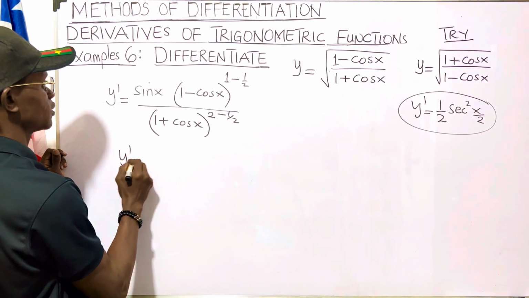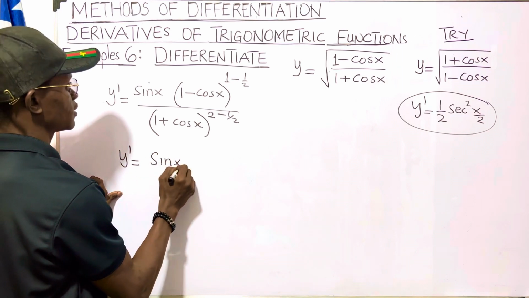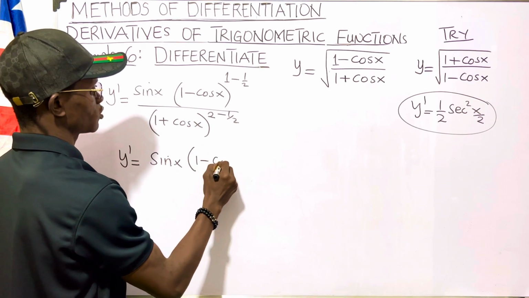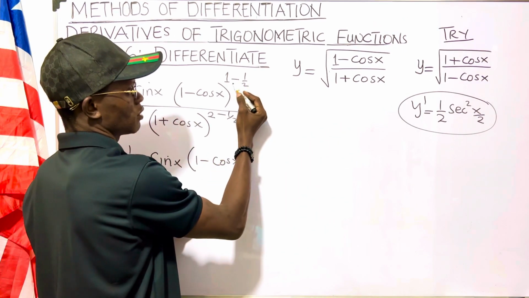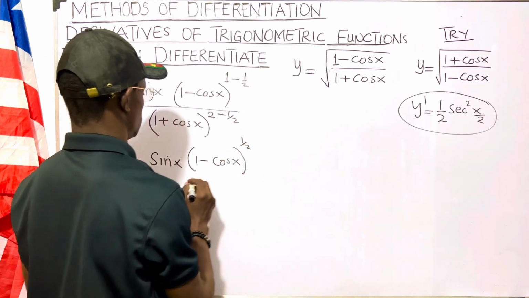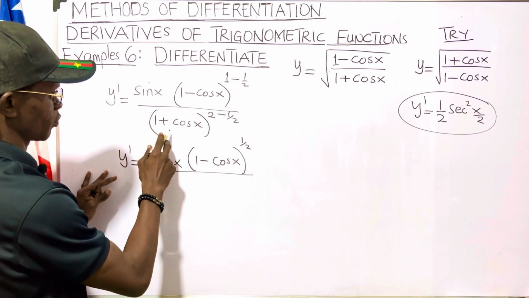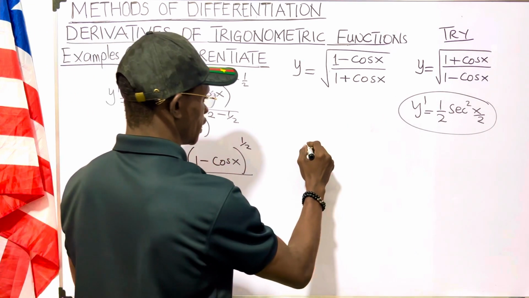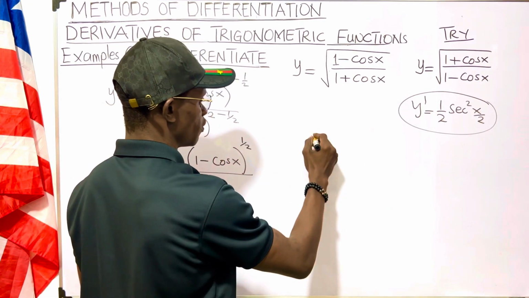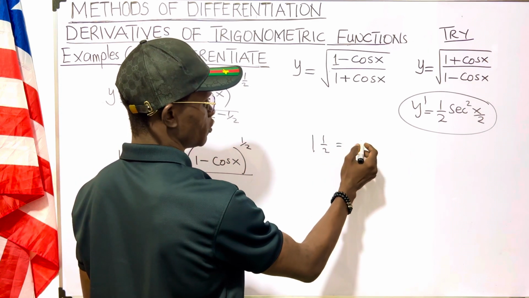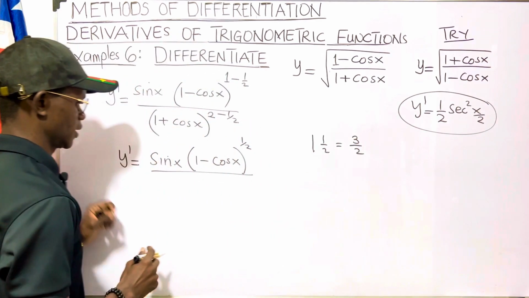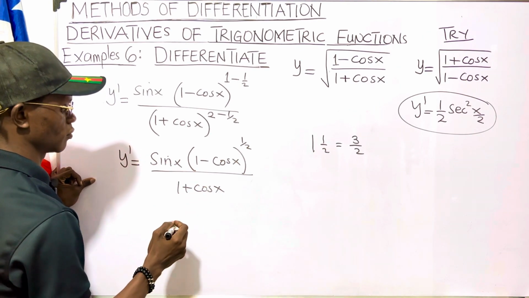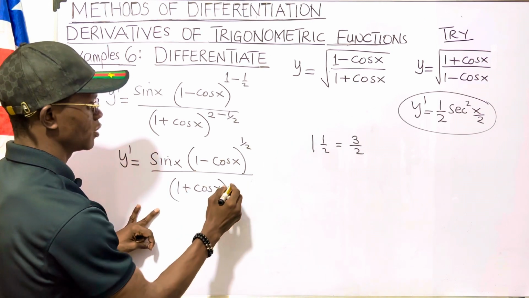So y prime equals, now sine of x, now what is right here? What is right here is just equal to 1 minus cos of x. Now 1 minus half is just half, divided by this one, 2 minus half. If you take half from 2, you are left with 1 and a half, which is just equal to 3 over 2, right? So this one now will be 1 plus cos of x raised to the power 3 over 2.